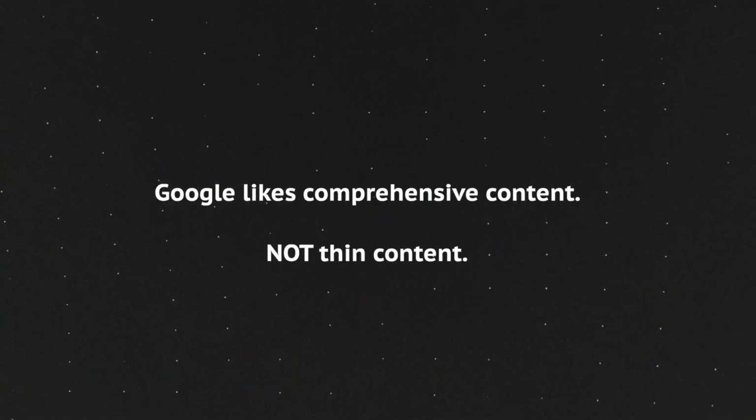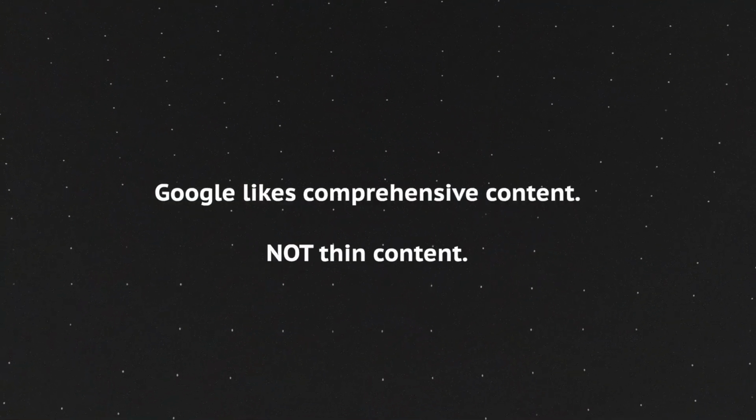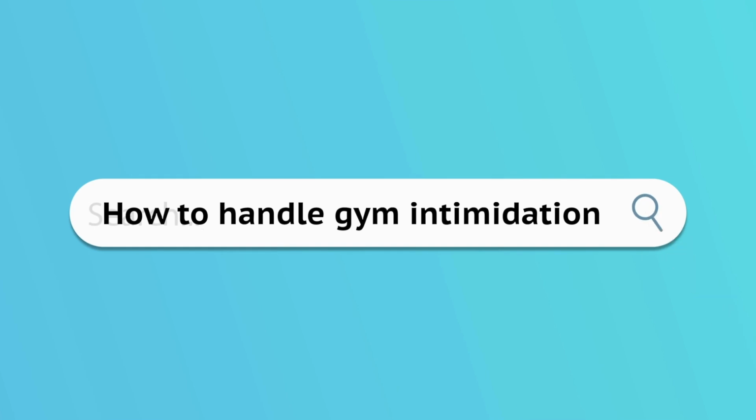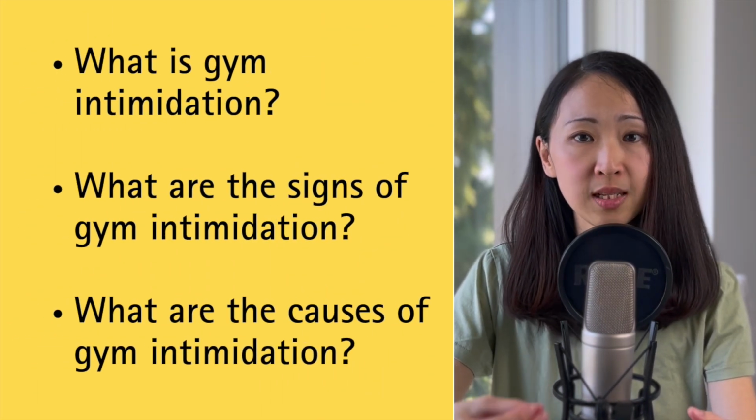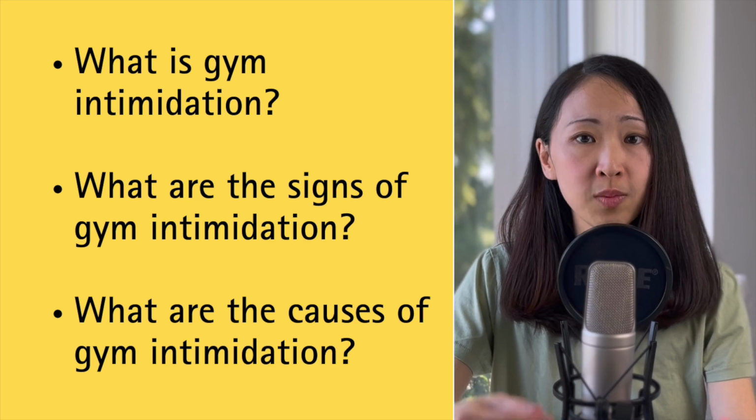Google loves comprehensive content, not thin content, which means the more content you write about that keyword or topic, the higher chance you can rank. So try to think from a searcher's standpoint about what content you expect to know about this topic. For example, besides the tips to overcome gym intimidation, I can also mention what is gym intimidation, and what are the signs of gym intimidation.